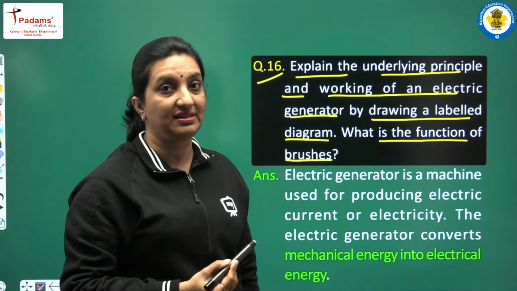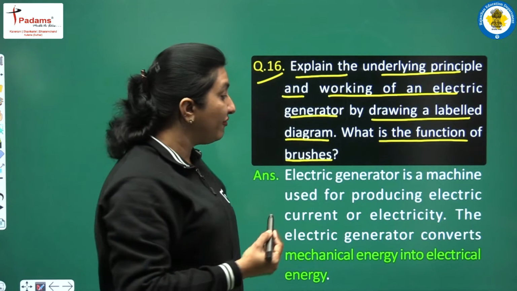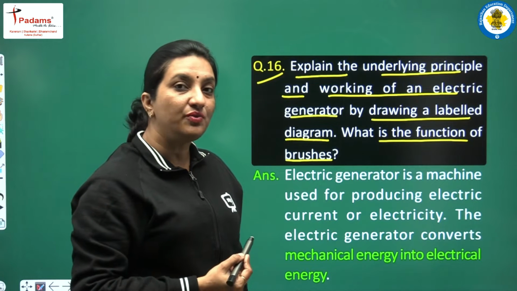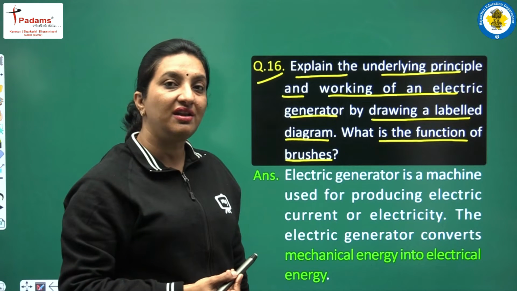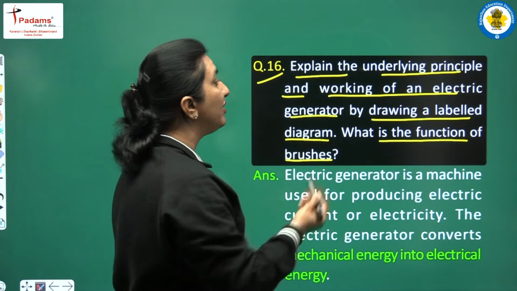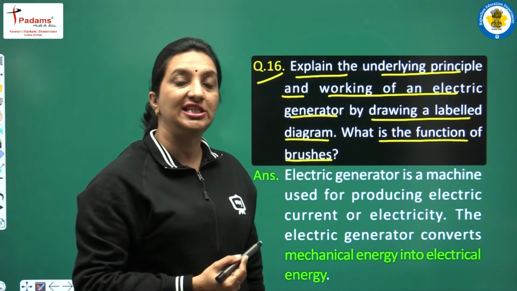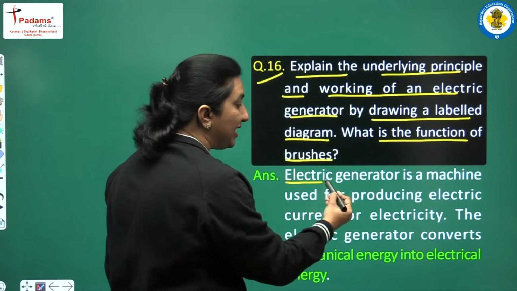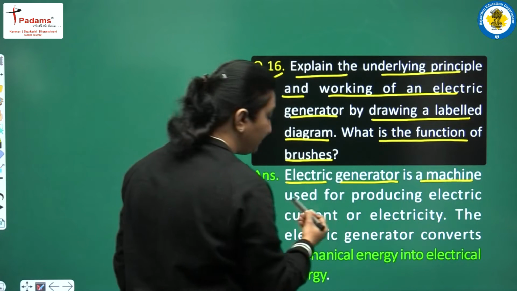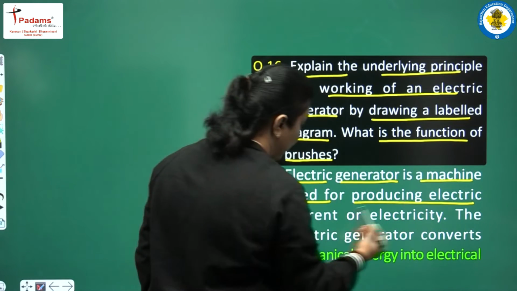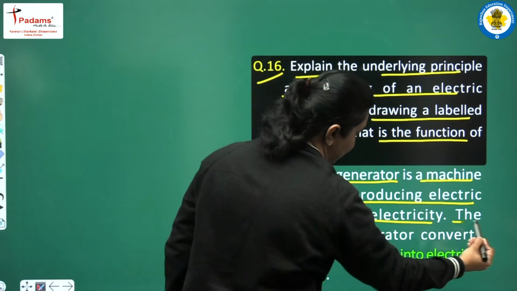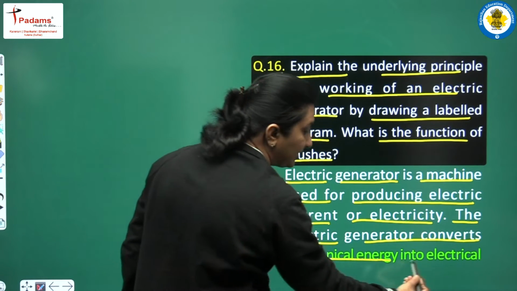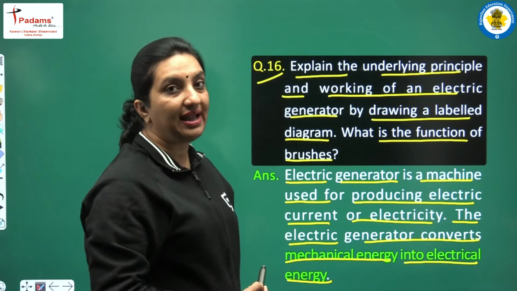electric generator. Now, students, we know that we have two types of electric generator. So, first we will give the principle of the electric generator, then we will give the working of both the AC generator and the DC generator. So, students, an electric generator is a machine used for producing electric current or electricity. The electric generator converts mechanical energy into electrical energy.